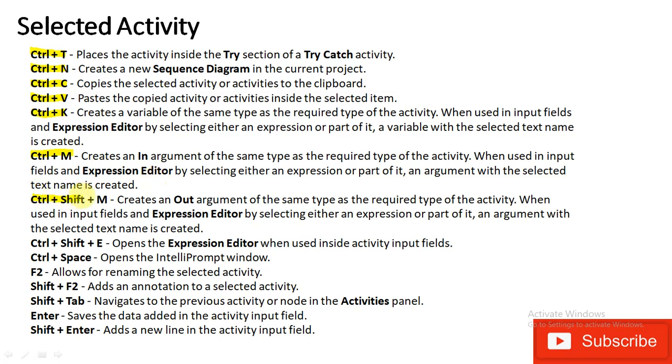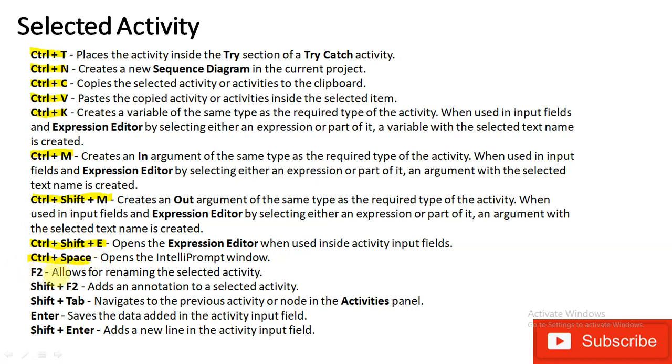Control plus Shift plus M creates an output argument of the same type as the required type of the activity when used in the input field and expression editor, by selecting either an expression or part of it. An argument with the selected text name is created. Control plus Shift plus E opens the expression editor when used inside activity input fields. Control plus space will help you open the IntelliPrompt window, which is a smart window for helping.